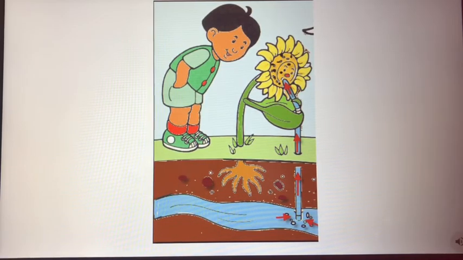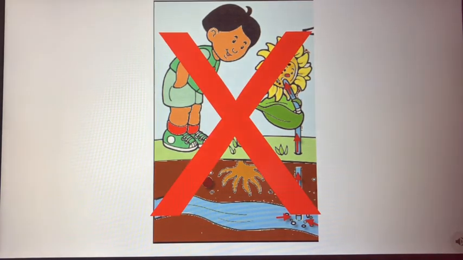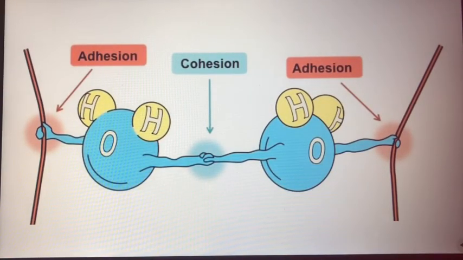Now, the xylem is not a straw. So the only way the water can get up through the xylem is because it is attracted to its sides. As the water molecules attract to the sides and to itself through cohesion, it can climb up through the plant. This is called capillary action.